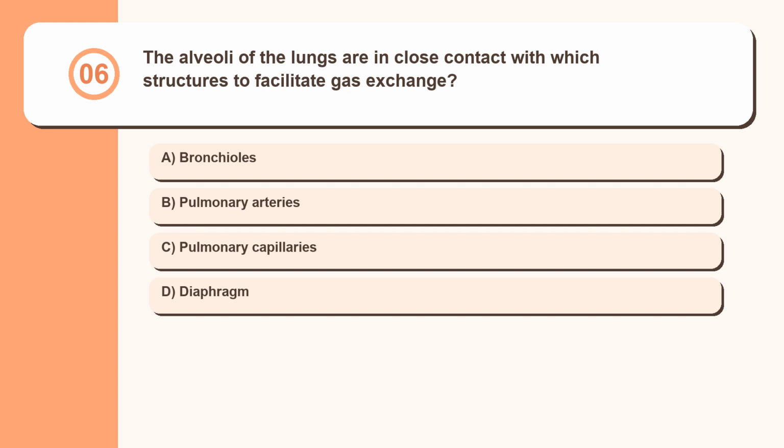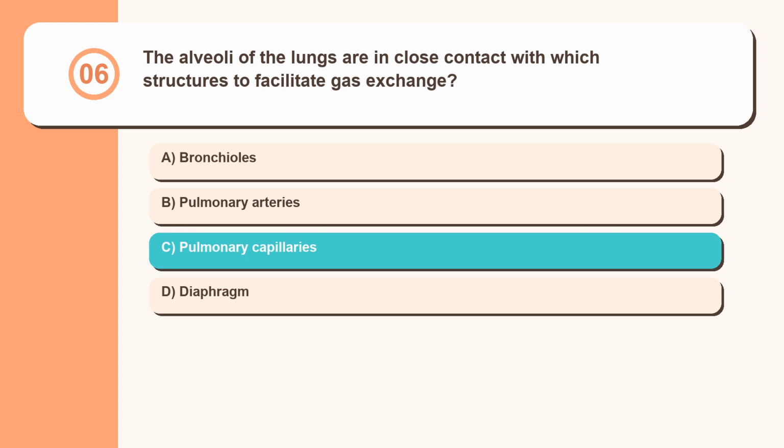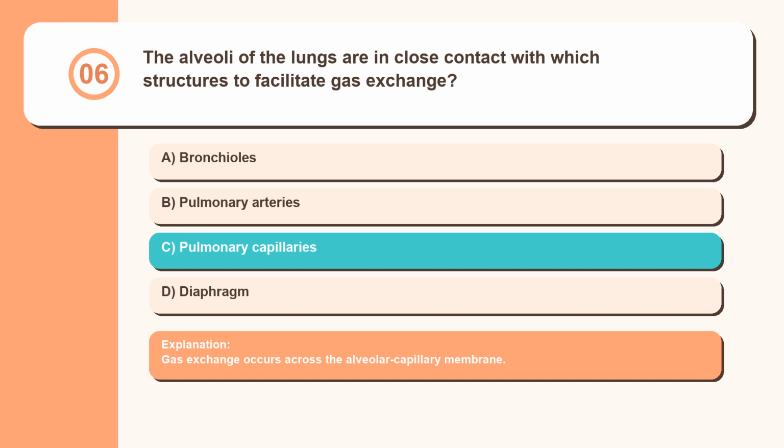Question 6. The alveoli of the lungs are in close contact with which structures to facilitate gas exchange? Bronchioles, pulmonary arteries, pulmonary capillaries, diaphragm. Gas exchange occurs across the alveolar capillary membrane.